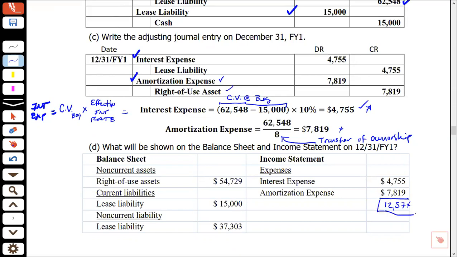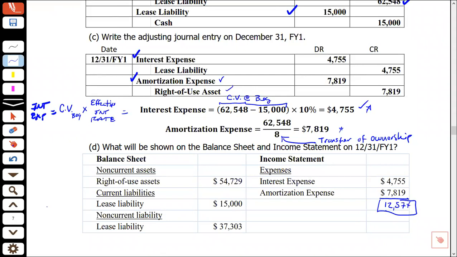Note that this 12,574 would not be on the income statement by itself. The interest expense would be with all the other interest expense, and the amortization expense would be with all the other amortization expense. You don't have to report lease interest expense separate from interest expense or lease amortization expense separate from other amortization expense. However, you could get a question that asks what's the total income statement impact or the effect on net income associated with this lease, or what's the total expense associated with this lease? So you might just need the total.